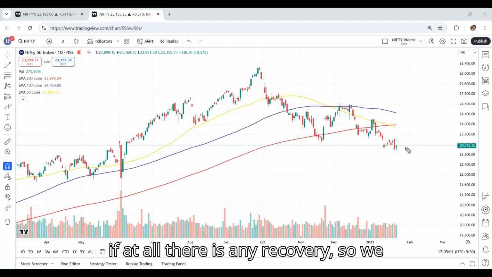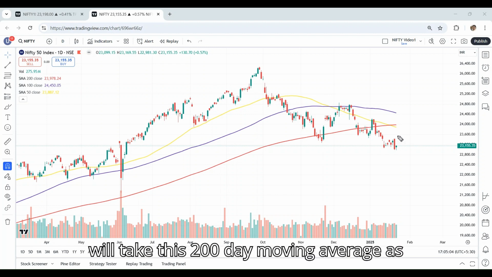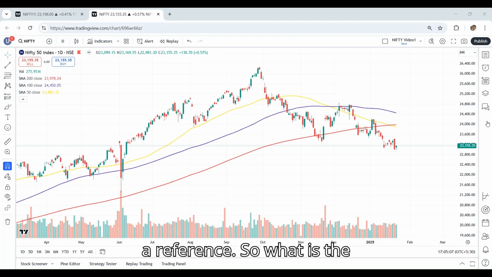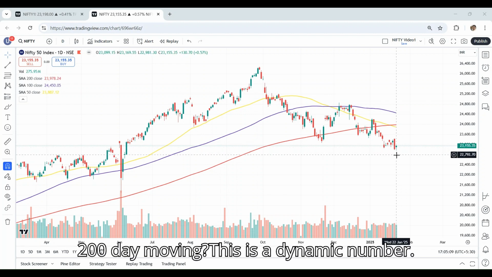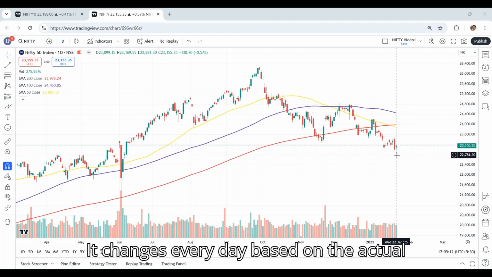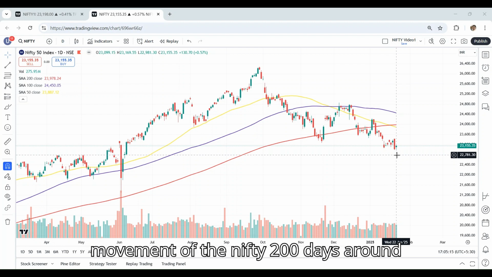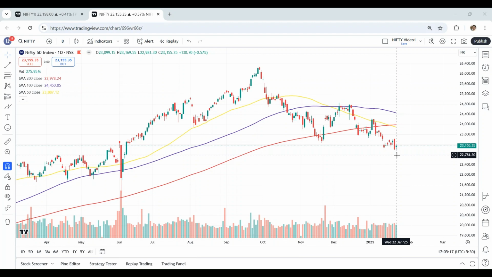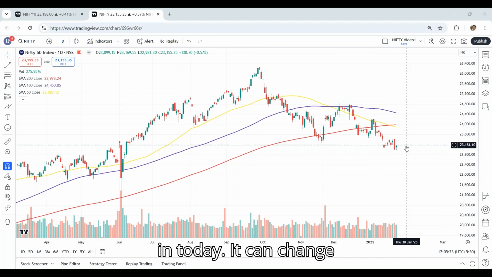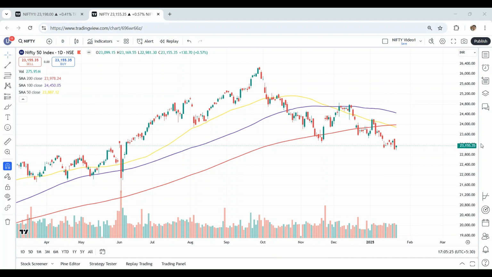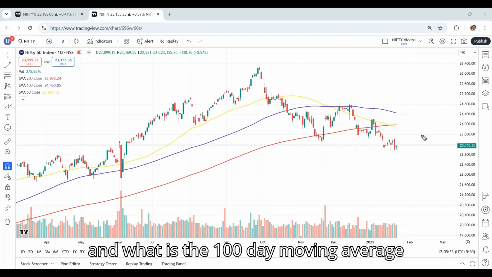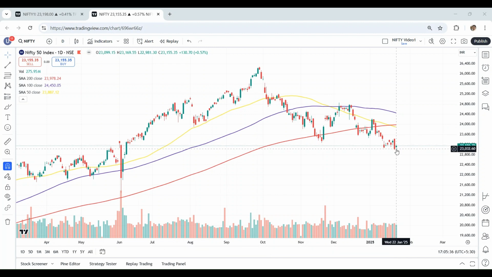So if at all there is any recovery, we will take this 200-day moving average as the reference. So what is the 200-day moving average? This is a dynamic number. It changes every day based on the actual movement of the Nifty. It is around 23,978 as of today. And what is the 100-day moving average here? 24,450.